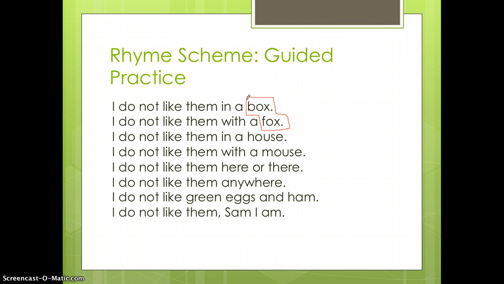Pretty easy. So box and fox in this case rhyme, so they would get labeled A. So that's the first rhyme, they're the A rhyme. Then you go down to the next one, and you'll see we have house and mouse, and they rhyme. And so you would label them, anyone? That's right, you label it with a B. And then it goes on and on. So we've got there, where, ham, am, and they all rhyme, so those are your rhyme pairs. And that's how you would mark the rhyme scheme. Pretty easy, okay?